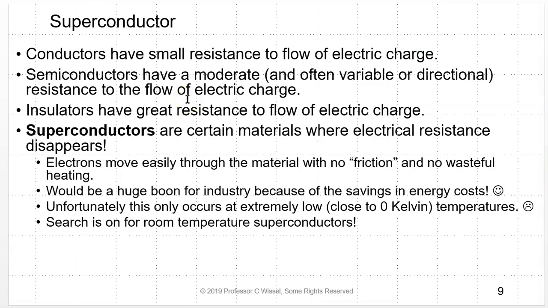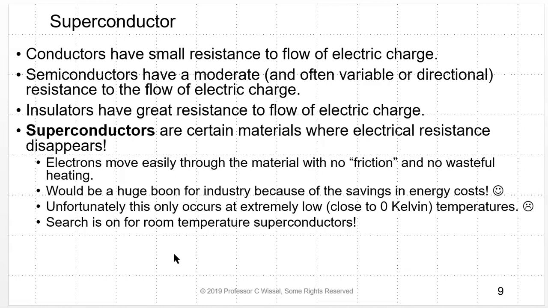Okay, now there's another class called a superconductor. Conductors have a small resistance to flow of electric charge. Semiconductors have a moderate and often variable or directional resistance to the flow of electric charge. Insulators have a great resistance to flow of electrical charge. Superconductors, on the other hand, are certain materials where the electrical resistance disappears under certain conditions. The electrons can then move easily through the material with no friction and no wasteful heating.